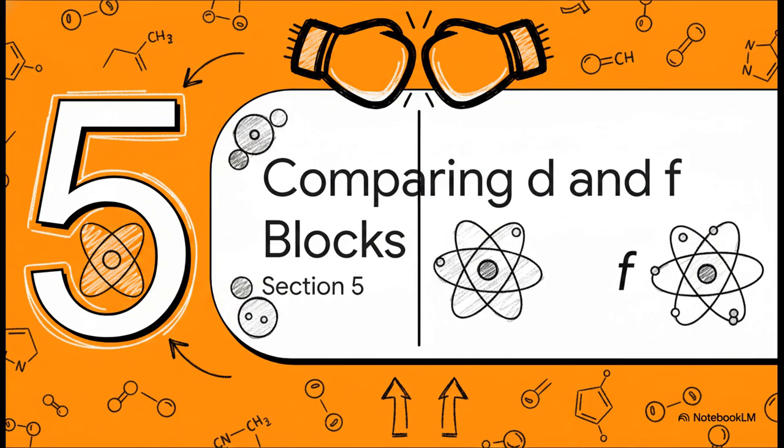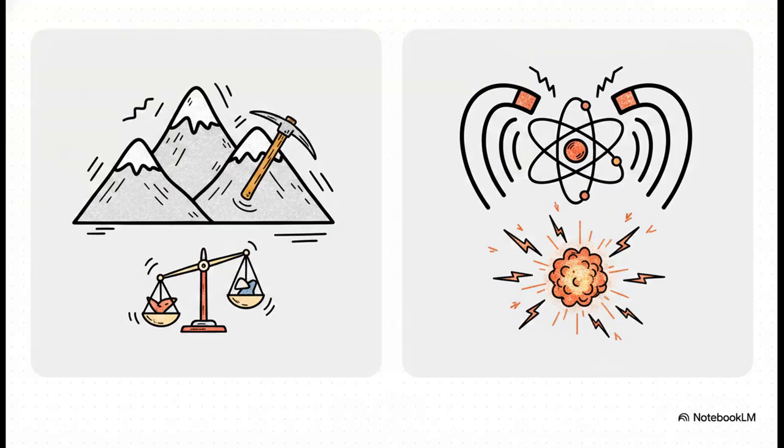Moving right along to Section 5, comparing d and f blocks. A crucial goal of this explainer is making sure you can rapidly tell these two blocks apart. The d block sits right in the middle stage, boasts wildly variable oxidation states, has moderate magnetism, is rarely radioactive, and is found abundantly in the Earth's crust.